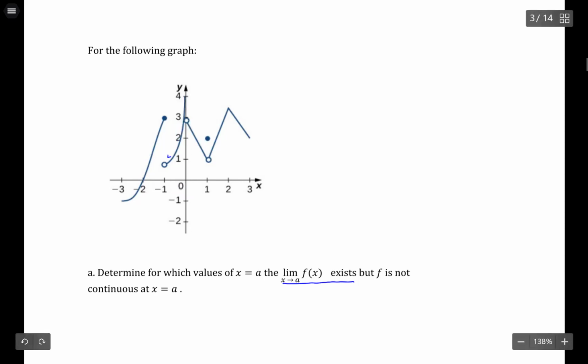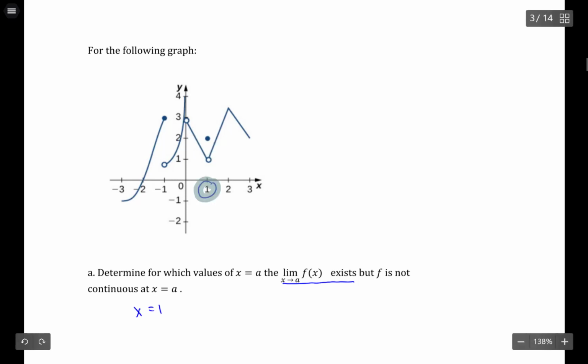Okay, and now we have another point of interest here at 1. The limit from the left, these values are approaching 1. The limit from the right, these values are also approaching 1. So the limit exists, but there's a discontinuity because the limit has to equal the value of the function there, and that's not the case because the limit here is 1. The value of the function is where this closed circle is at 2. So we have x equals 1 is a point here that qualifies.